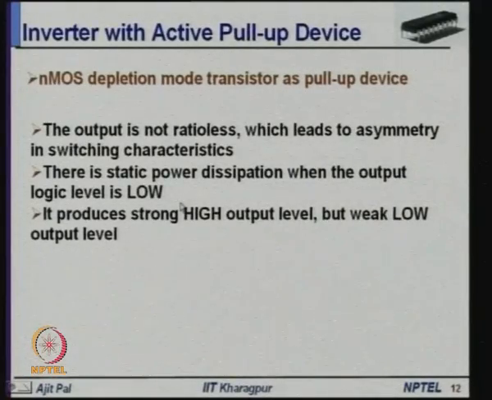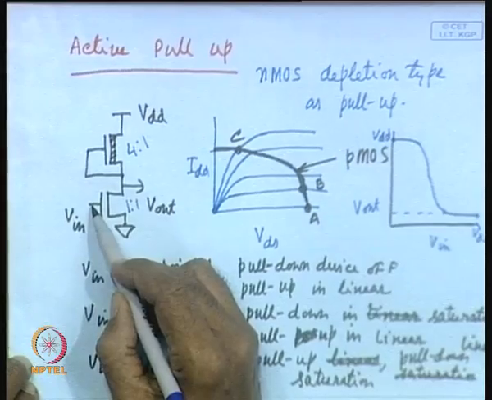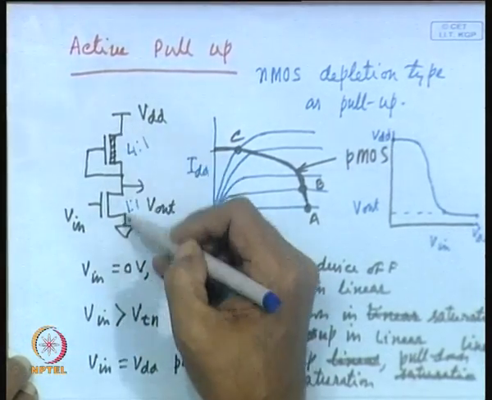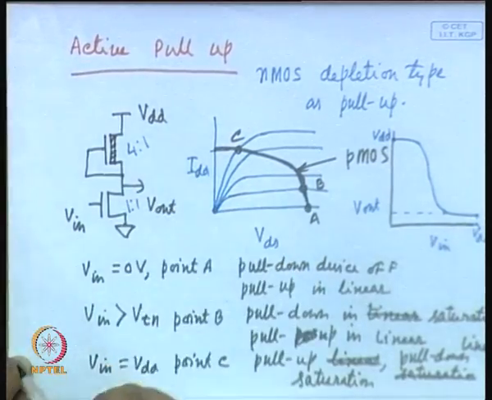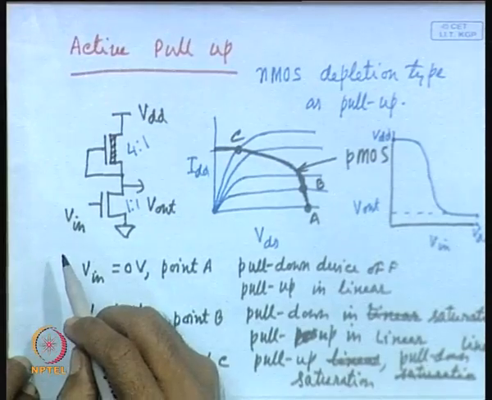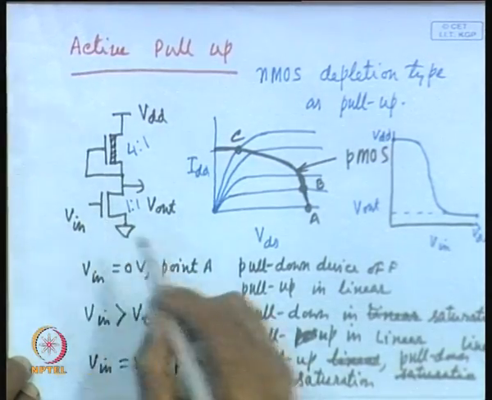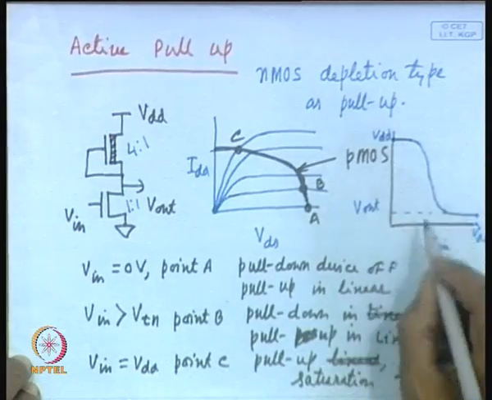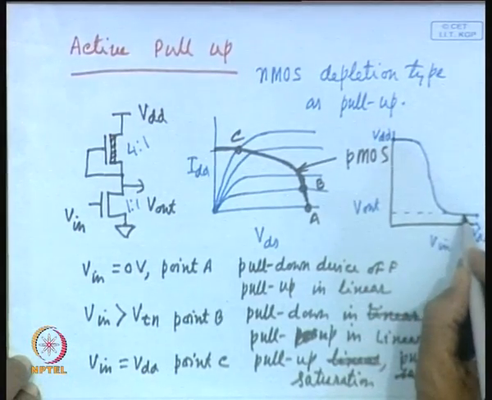As we have seen, when the input is VDD, then output is low level and current flows through this path, because both the transistors are on and there is static power dissipation. And we have already seen that the high level output is strong and the low level is weak.